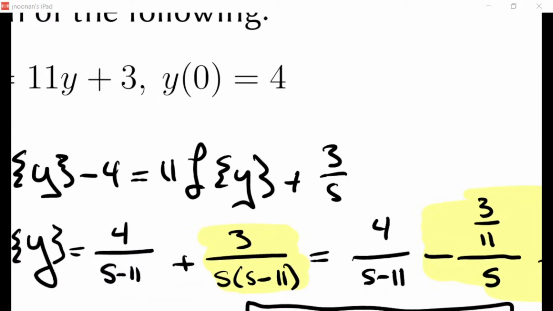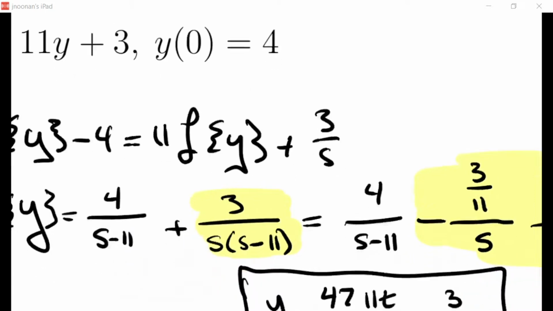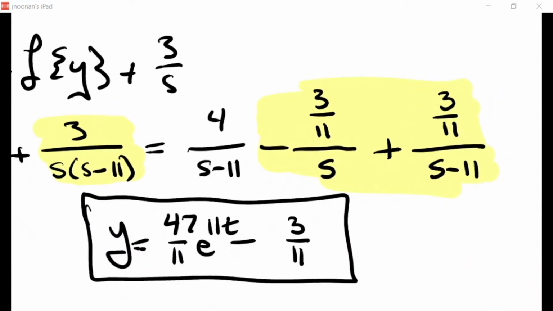But here we can double check one other way. If we get down to the end here, I combined the 3/11ths and the 4 to get 47/11ths, and then did the inverse Laplace transform. I got that, and then this became that. So you had 41/11ths plus.